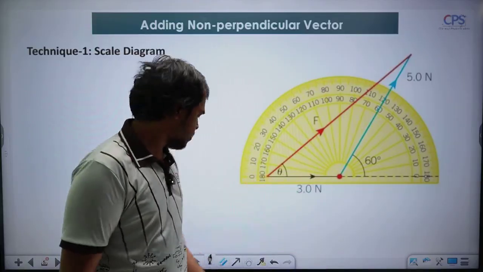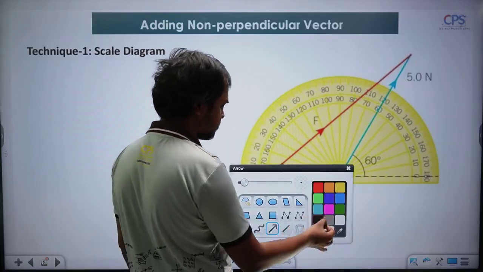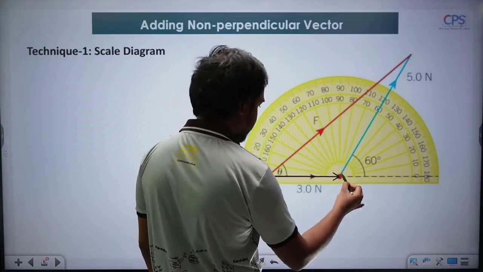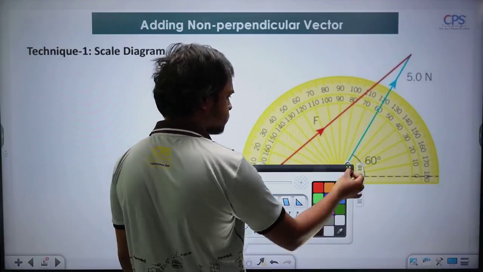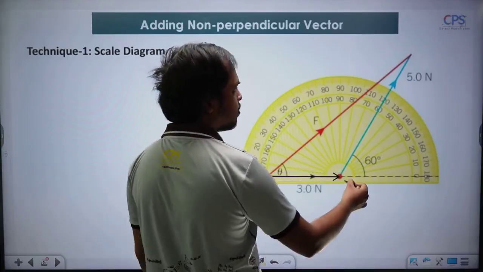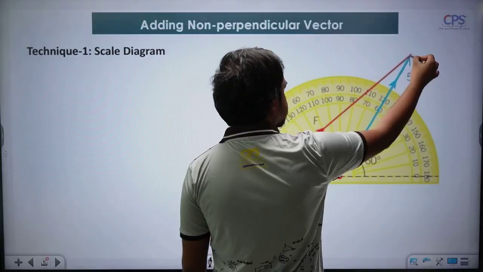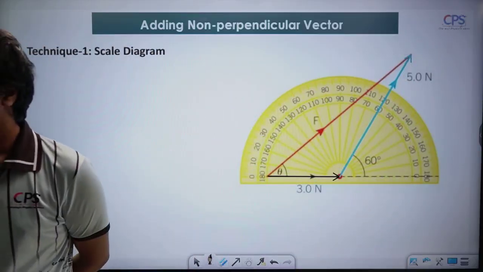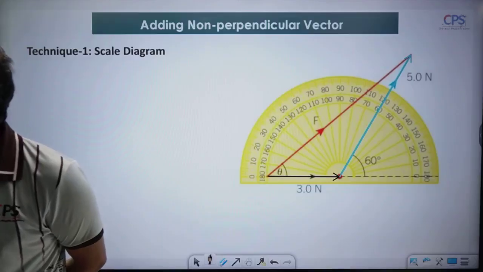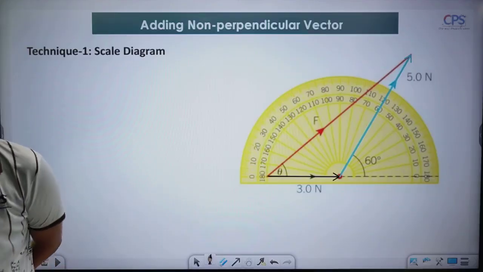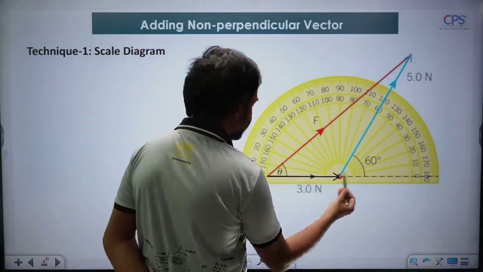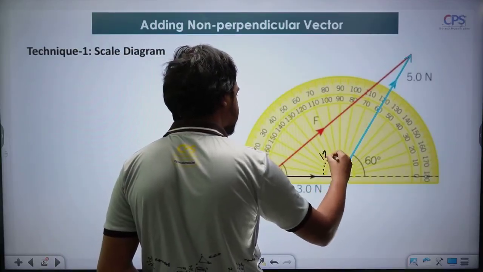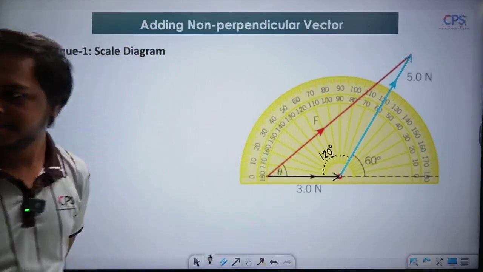Here is an example with a vector of 3 Newton. That's a force vector, of course. This one is 3 Newton. And another vector is here, which is how much? 5 Newton, right? Using a scale, you can actually carry out the answer here. Okay, so how to carry out the answer? This is very easy. See, this angle is 60 degrees, so this angle becomes 120 degrees. Okay, this is our alpha.